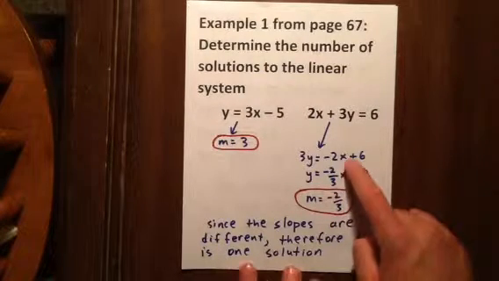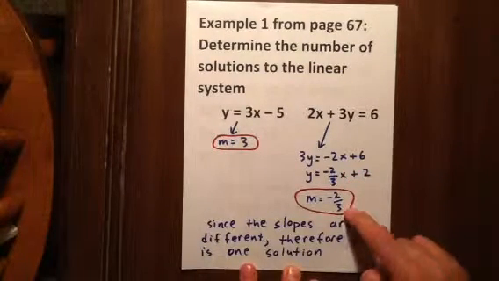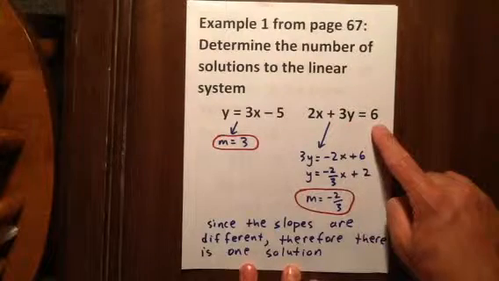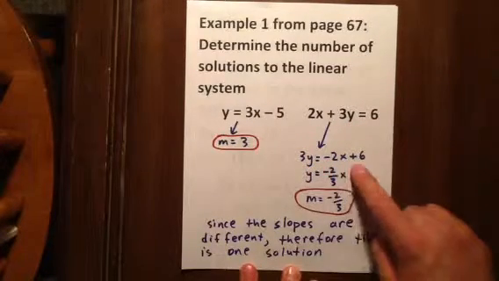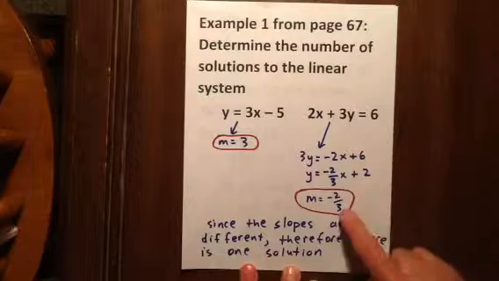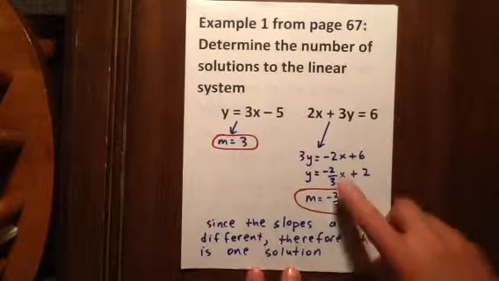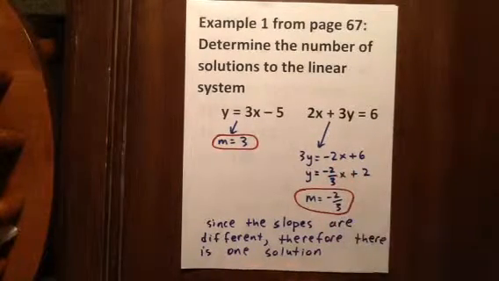And notice how we got this slope. We figured it out to be -2/3. We did that by isolating the y. Isolate y, divide everything by 3. We get a slope of -2/3 because that's this coefficient.